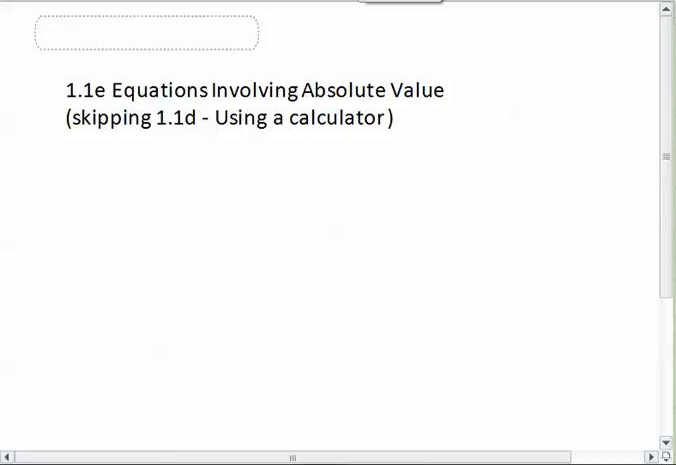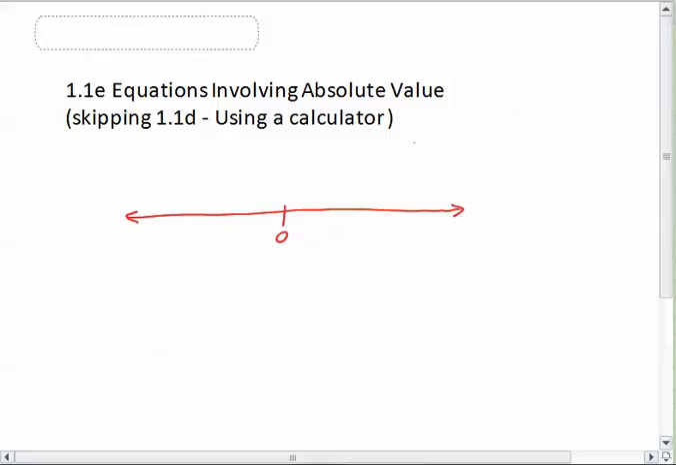Okay, welcome to your video over equations involving absolute value. I'm going to do 3 examples, and we're going to start off by remembering what absolute value really means. Absolute value is just a distance from 0 on the number line.